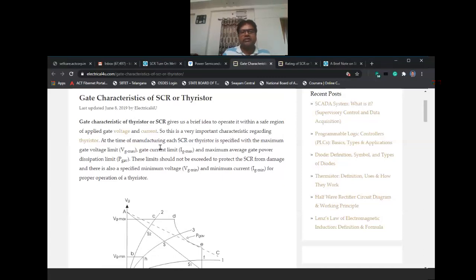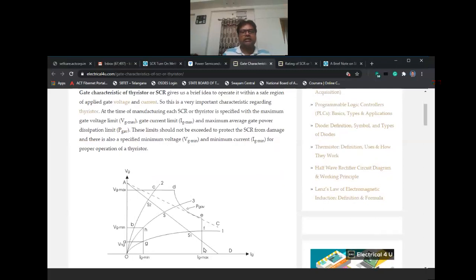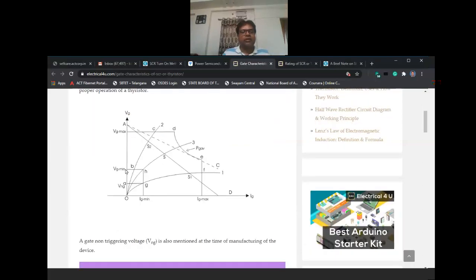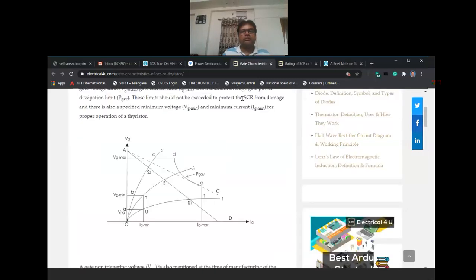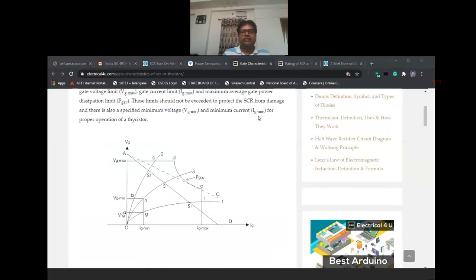At the time of manufacturing each SCR or thyristor, it is specified with the maximum gate voltage limit Vg max, gate current limit Ig max, and maximum average gate power dissipation limit. These limits should not be exceeded to protect the SCR from damage, and there is also a specified minimum voltage and minimum gate current for proper operation of thyristor. Otherwise, below which there may be chances of false triggering of gate. So that is the importance of gate characteristic.